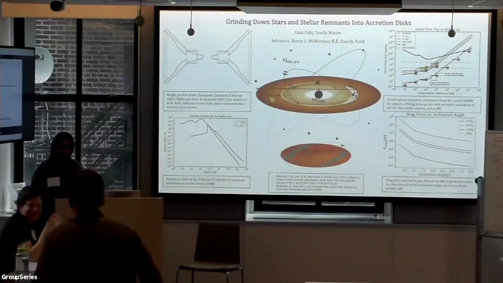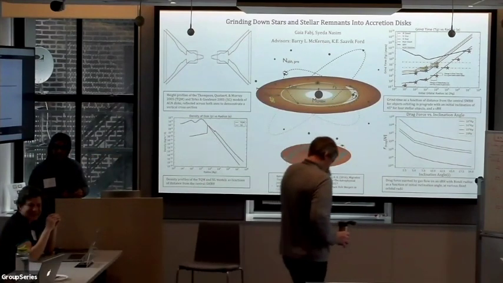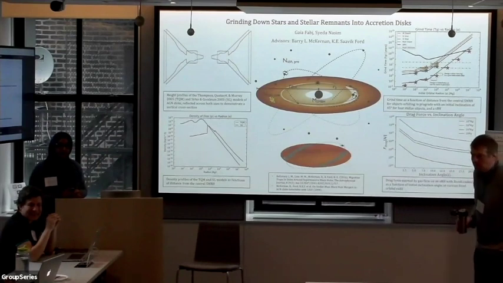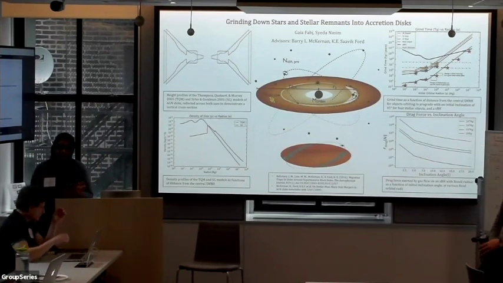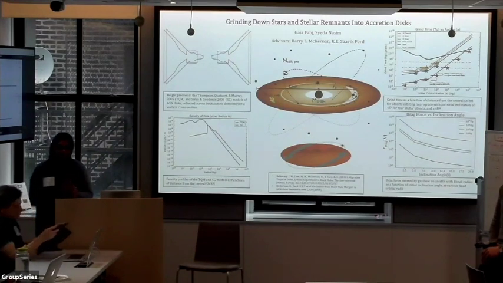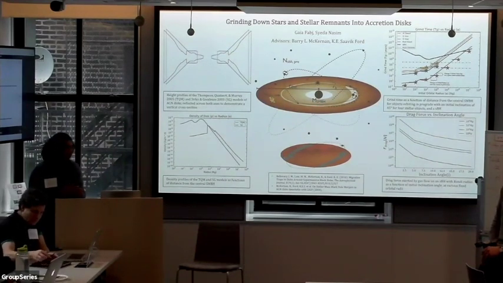So one actual parameter you may want to take into account is eccentricity for the orbit, right? We find that it makes a large difference when you have a more eccentric orbit. So that will change some of these.